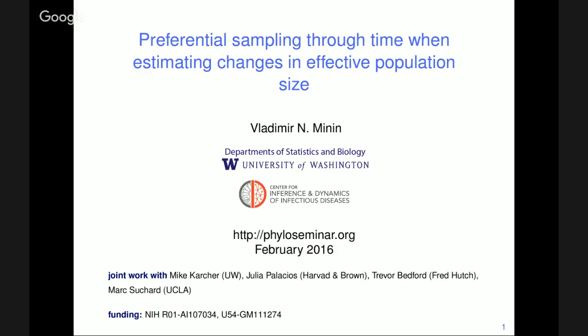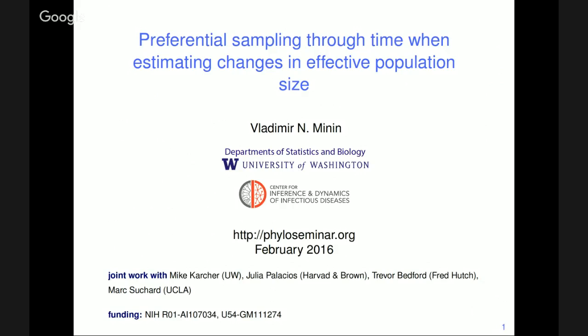This is joint work with a PhD student from University of Washington Statistics Department, Mike Karcher. That's primarily his work. Also, tremendous help was given by Julia Palacios, who is now a postdoc at Harvard and Brown and used to be a PhD student here in statistics. Another 2 collaborators are Trevor Bedford from Hutchinson Center and Mark Suchard from UCLA. And we're grateful for NIH funding these projects.